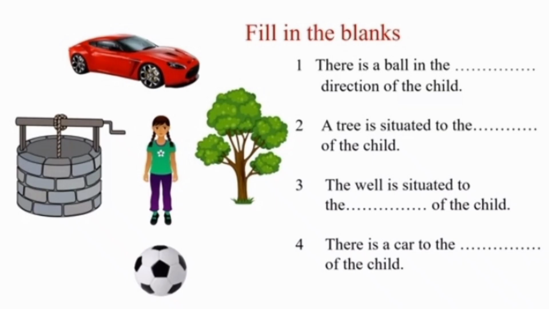Now we will do this small activity by using the knowledge of directions. Fill in the blanks. A child is in the middle of the diagram. According to that, we have to fill in the blanks. There is a ball in the south direction of the child. Then second one, a tree is situated to the east of the child. Third, the well is situated to the west of the child. There is a car to the north of the child.